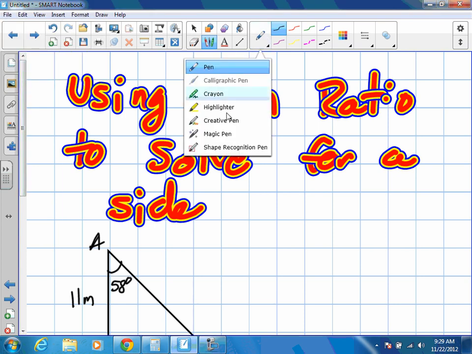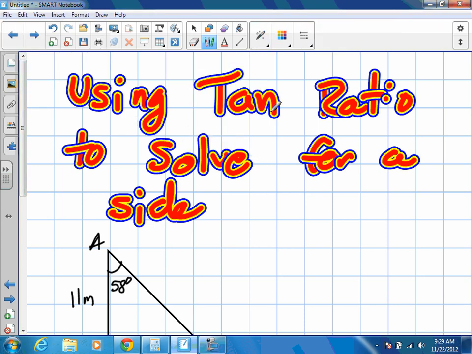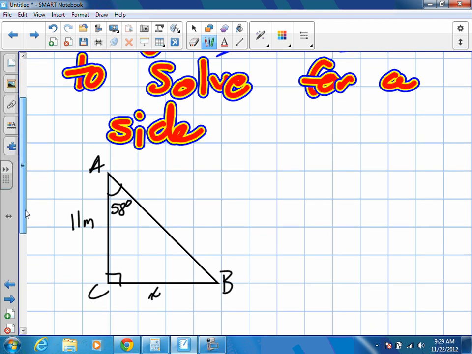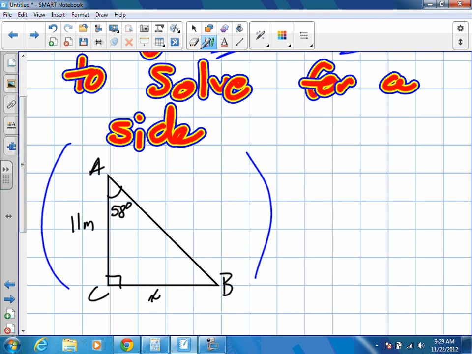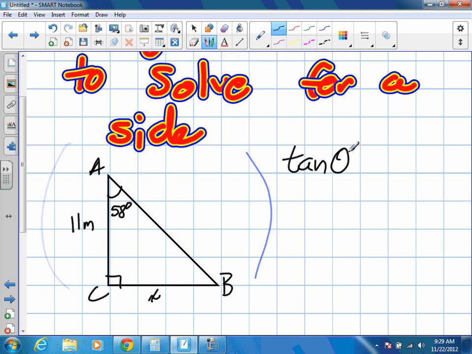Okay, so you've gone over setting up the tangent ratio. The next thing we're going to do is use this tan ratio to actually solve for a side of a triangle. So we have our triangle here. Does anyone remember off the top of their head how the tangent ratio goes? Tan theta, or angle, is equal to what?